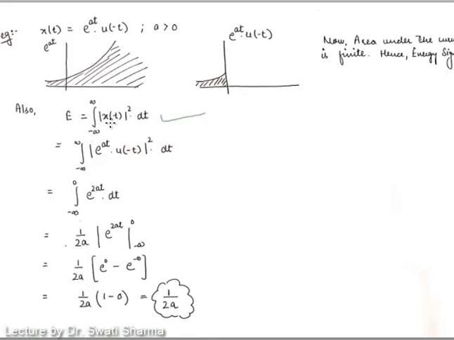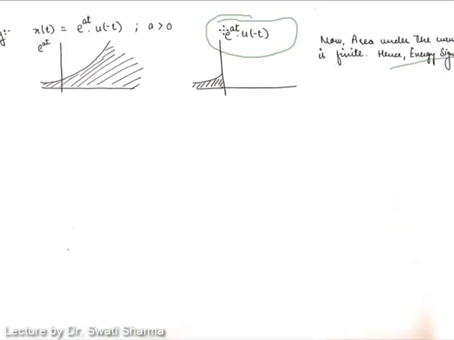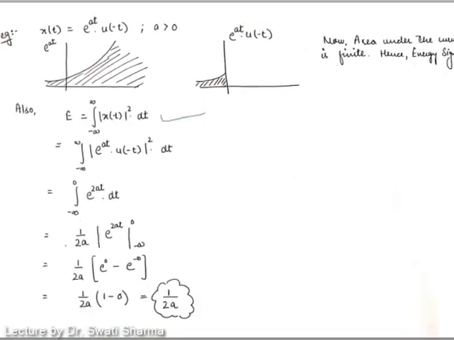Now if you put the value of x of t here, which I have taken as e to the power at into u of minus t square. Now u of minus t, as you have just seen in the previous video here, u of minus t was existing only for the negative values of time t. So this limit of integration here will change, and from minus infinity to 0, u of minus t would be equal to 1, and from 0 to infinity it will be equal to 0.